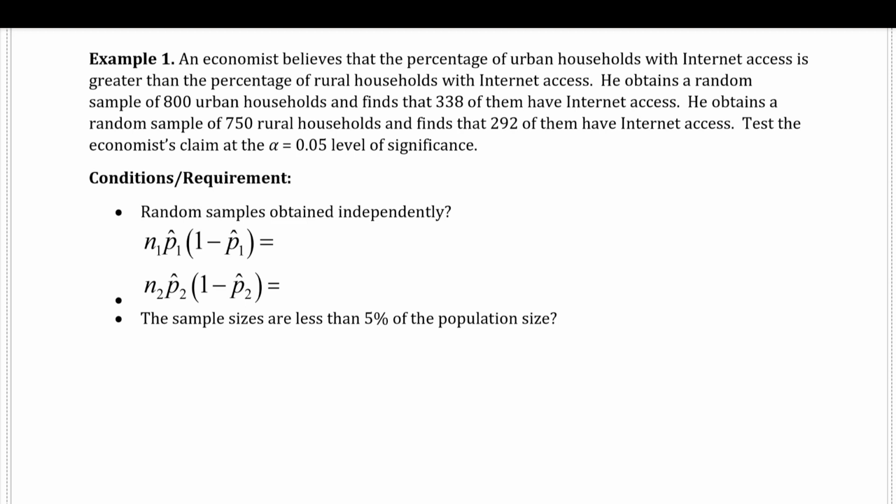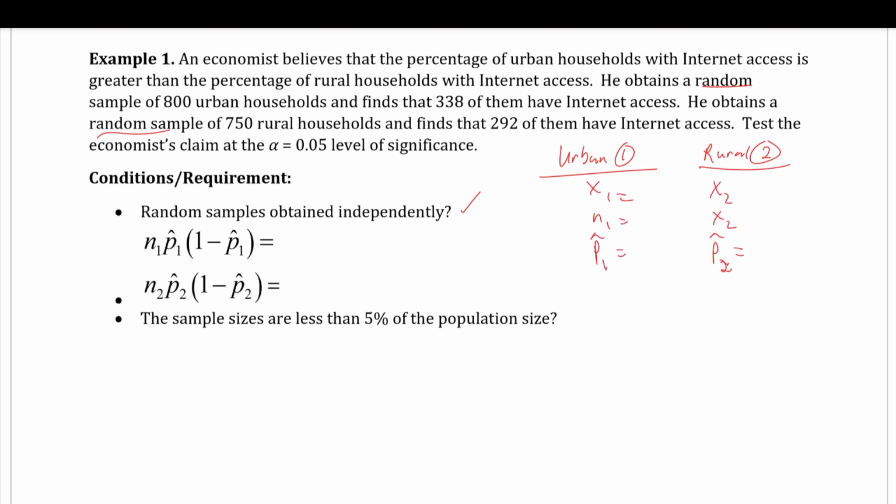Of course we have to go through the conditions. The conditions are that these samples are obtained in a random method. Yes, he does. n1 times p1-hat times 1 minus p1-hat, we'll come up with those values pretty soon. We'll have to test to see if this is greater than 10. And are the sample sizes less than 5% of the population? If you just look at the numbers here, we should be able to figure that out. Let's start describing what is going to be 1 and what is going to be 2. I'm going to call urban 1. It doesn't matter, really, as long as you're consistent about it. I'll make rural 2. So x1, n1, and then p1-hat.